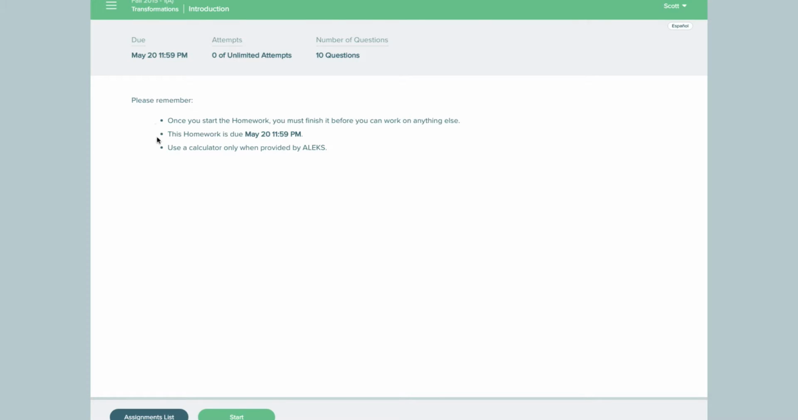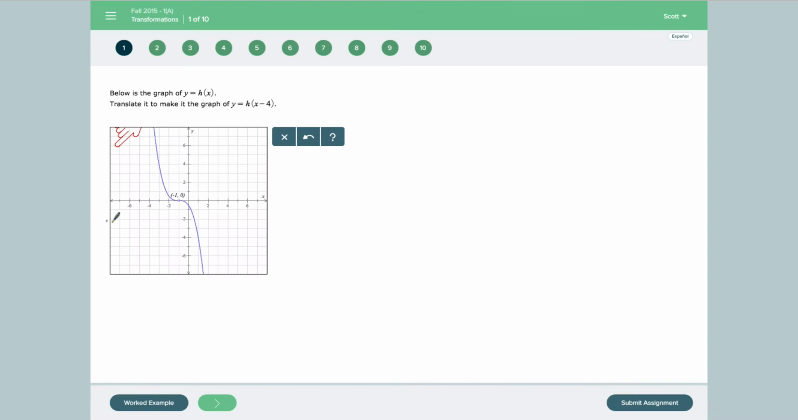Let's go ahead and go through the transformations homework. In this assignment, you're being asked to translate items. Okay, so in this case, we've got this line here, and it's the graph y equals h of x. We have to translate it to make the new graph here. Well, what does it want us to do? It wants us to translate and move the x.